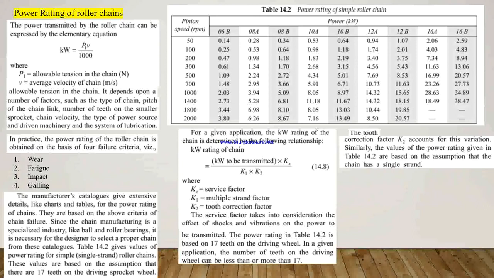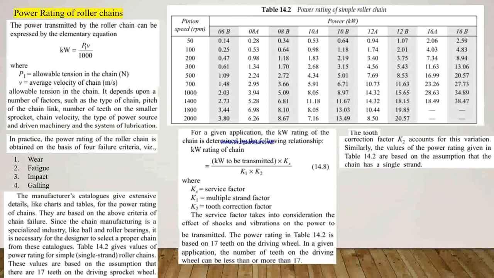Here Ks is the service factor, K1 is the multiple strand factor, and K2 is the tooth correction factor. The service factor takes into consideration the effect of shocks and vibrations on the power to be transmitted. In the power rating Table 14.2, we see that it is based on 17 teeth on the driving wheel. In a given application, the number of teeth on the driving wheel can be less than or more than 17. So the tooth correction factor K2 accounts for this variation.